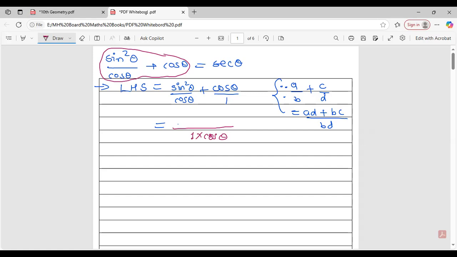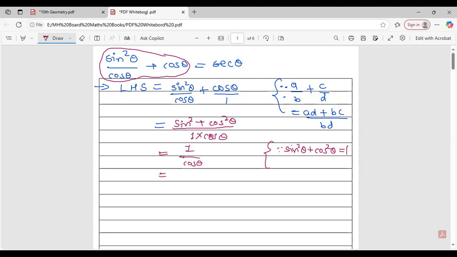What about the numerator? Then we'll do sine square theta plus cos square theta. And what is the value of sine square theta plus cos square theta? It is equal to 1. Very good. So it is 1 upon cos theta.